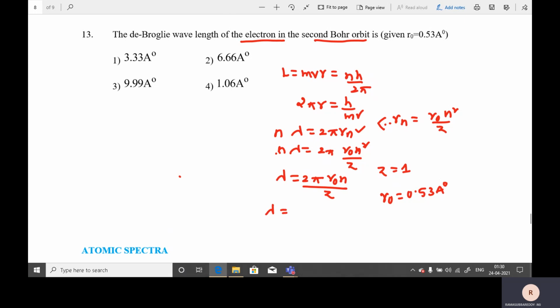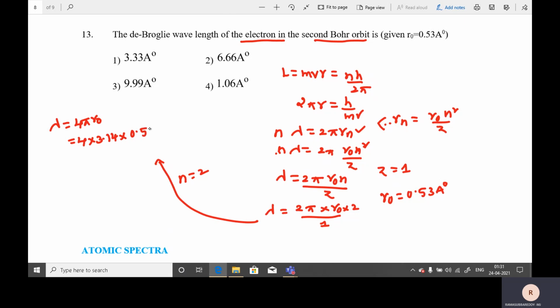Equal to 2, so our n is equal to 2. If we substitute here and z is equal to 1, this is 2 pi R0. Taking n is equal to 2, z is equal to 1, lambda becomes 4 pi R0. Then 4 pi is 3.14 and R0 is 0.53. Then we'll get our wavelength as 6.66 angstroms. Hence our option 2 is correct.